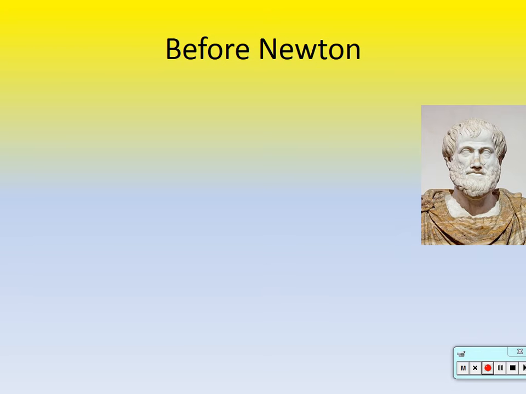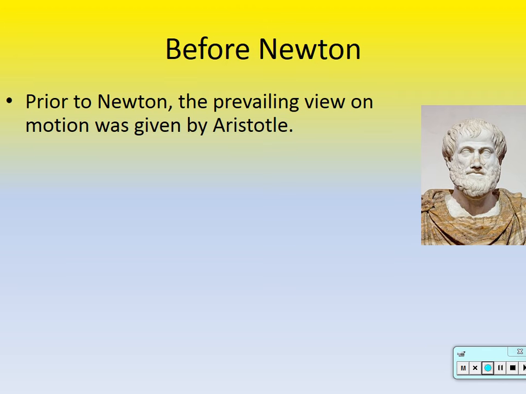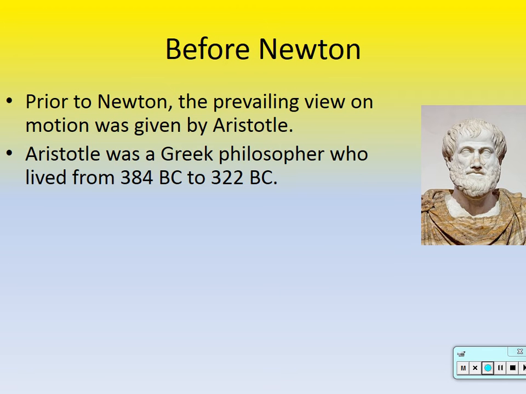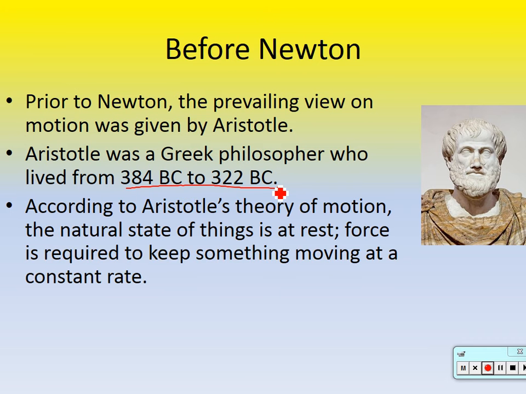Okay, let's back up in time a little bit. Remember, Newton was the 1700s. What did they think about motion before Newton came along? Prior to Newton, the prevailing view on motion was given by Aristotle. Aristotle was a Greek philosopher who lived between 384 BC and 322 BC. So a long time ago. If you took chemistry last year, we talked a little bit about Aristotle, Greek philosopher. But he also thought about motion, and here's what his theory on motion was.